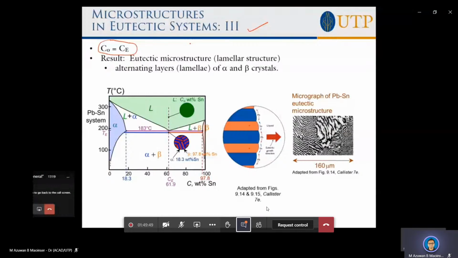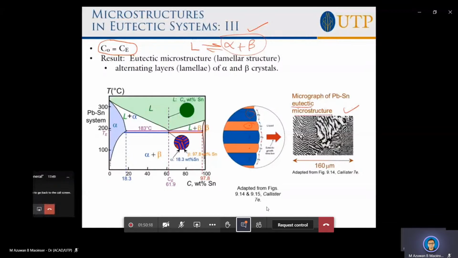How do we write? With kata L, convert into alpha and beta. So actually this alpha and beta microstructure, how it appears is that it appears as lamella. This is indicated here: this is beta, this is alpha. So it happens to be alternating layers of alpha and beta. In reality, it looks like this. This is what we call eutectic microstructure.